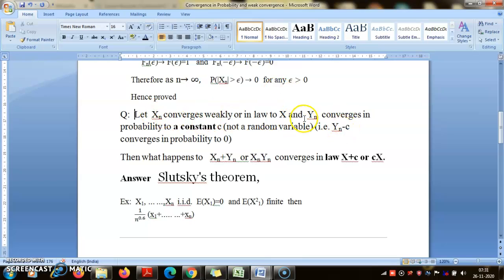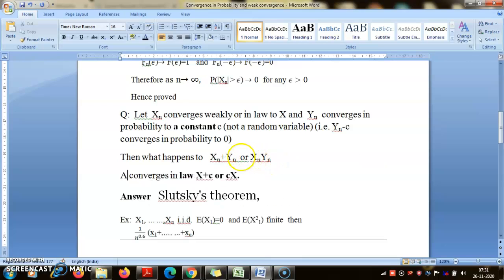So Xn converges weakly and Yn converges in probability to a constant. Then what happens to Xn plus Yn or Xn into Yn? The answer is that both converge in law to X plus c or c into X, as the case may be. This is known as Slutsky's theorem.